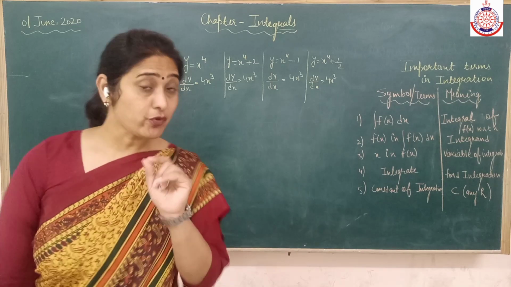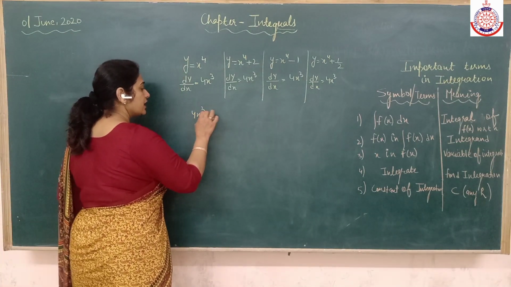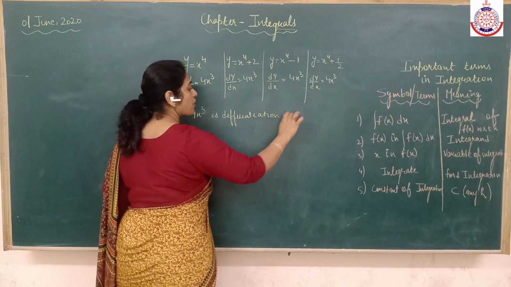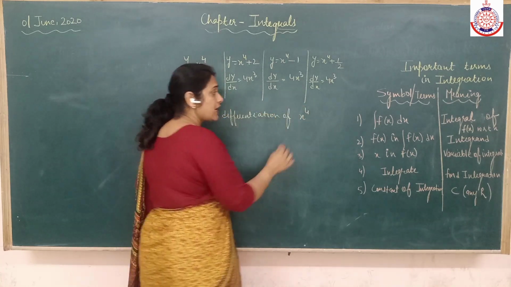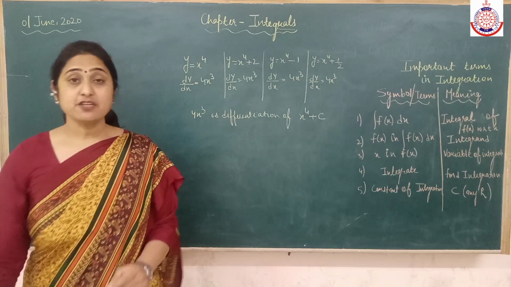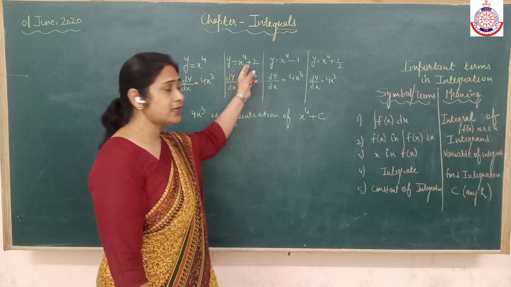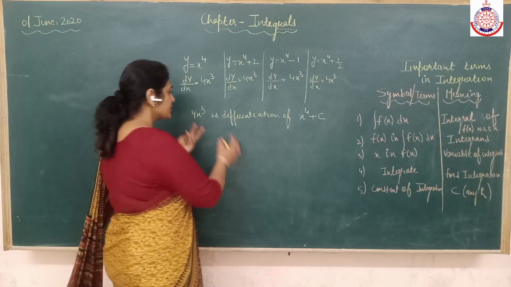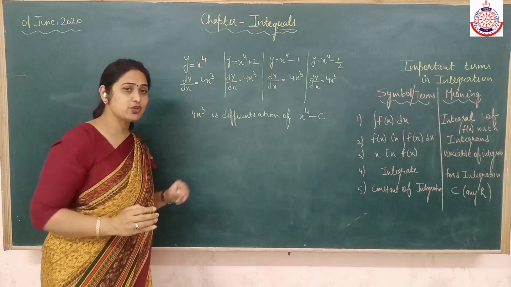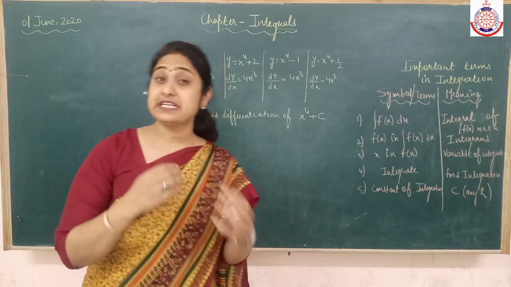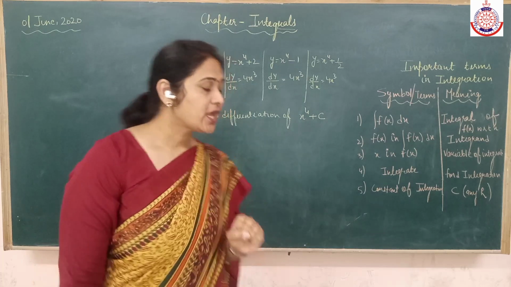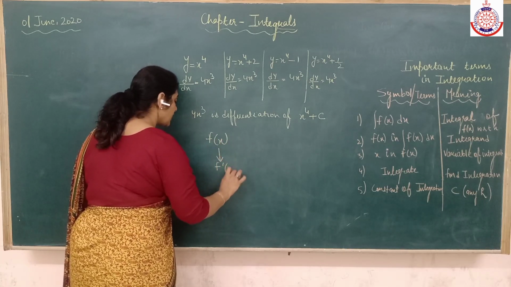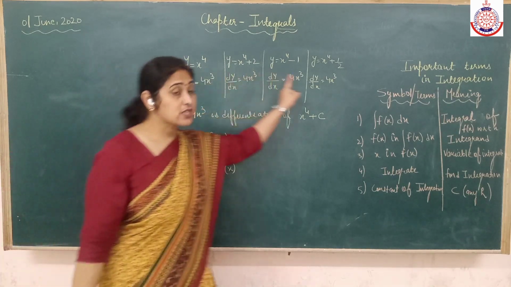What do we observe from here? 4x cubed is the differentiation of the function x raised to power 4 irrespective of any constant. Whatever constant is added to it or subtracted from it, the differentiation is the same, that is 4x cubed. That means there is something much deeper in differentiation. There comes integration. This is a function and we know the differentiation. The differentiation is the same for all these functions.